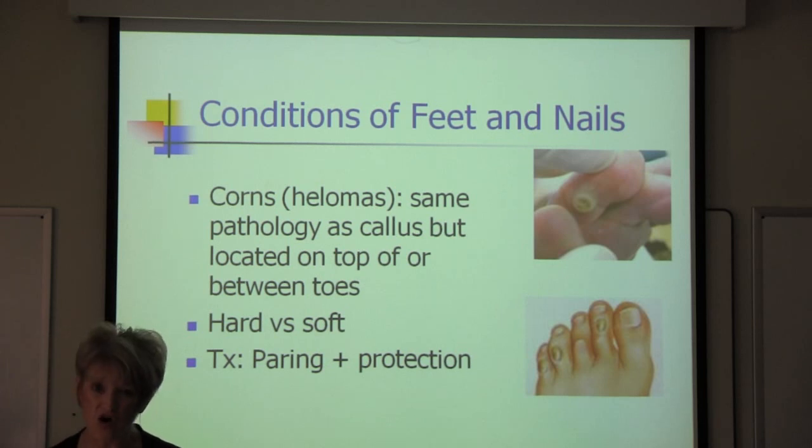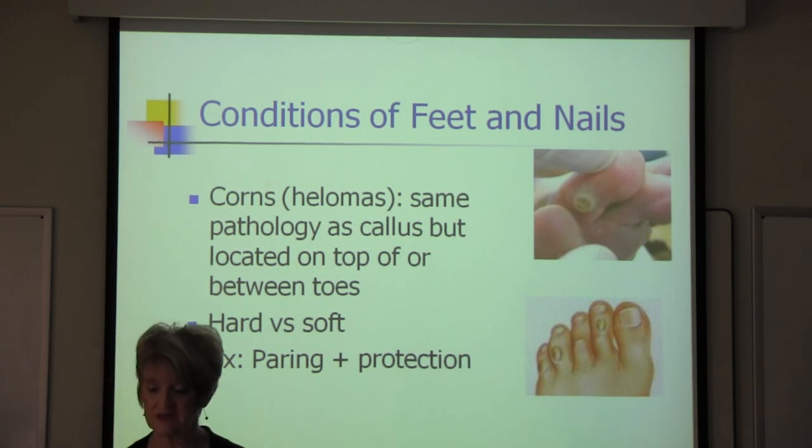Now notice that there are other terms for corns and calluses. Calluses are also known as tylomas, T-Y-L-O-M-A, and corns are also known as helomas. But I don't think you'll see that terminology. It's not widely used. I would expect you to see the terminology corn and callus.